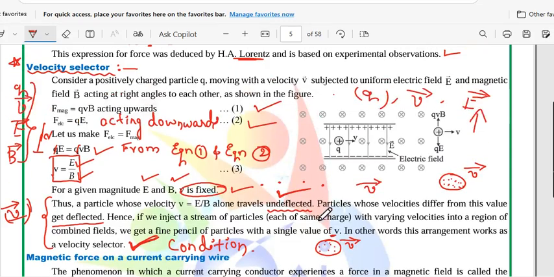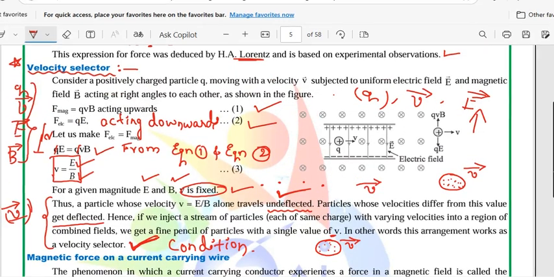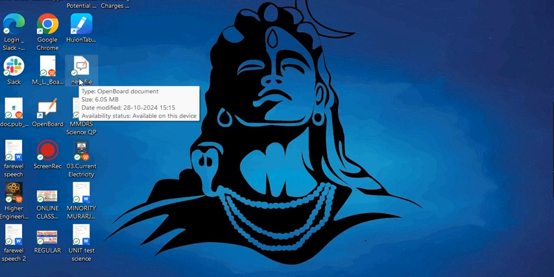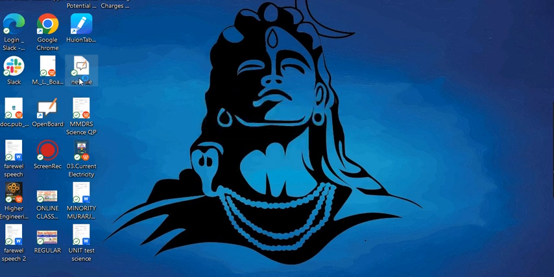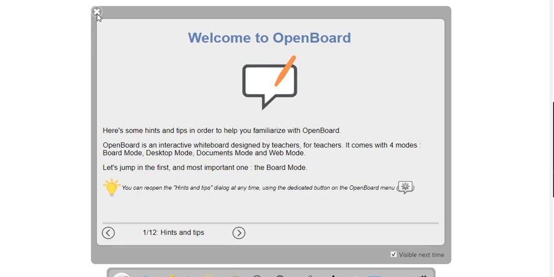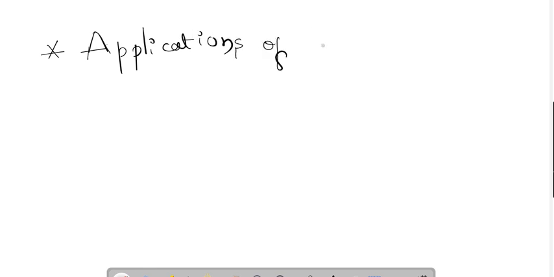So what are the applications of velocity selector? Let us discuss it. They may ask you for 2 marks: applications of velocity selector.